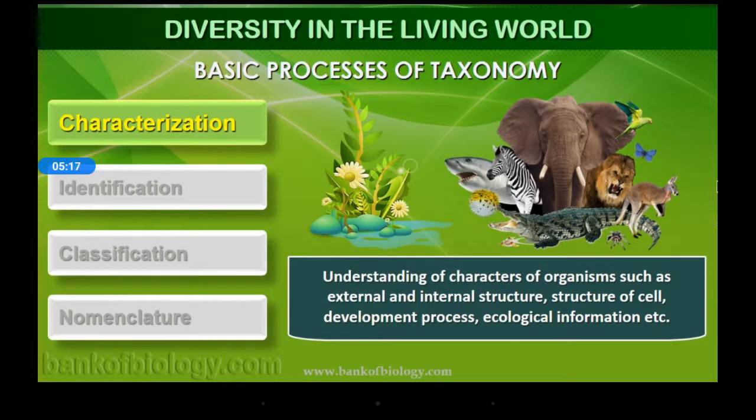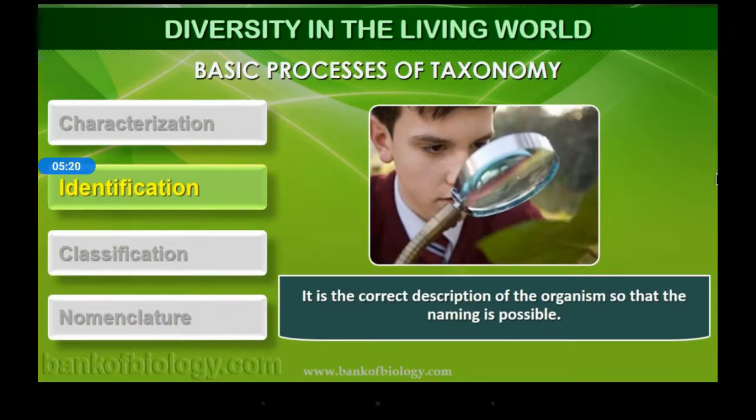Characters of the organisms. And next is identification. We need to identify them properly. Then only can we name them. Identification means describing an organism correctly so that the organism can be named. That means studying that particular organism and noting its characters before naming. We should know them properly. So it is the correct description of the organism so that naming is possible. First we understand its characters, then we identify the organism correctly so that we can name it.